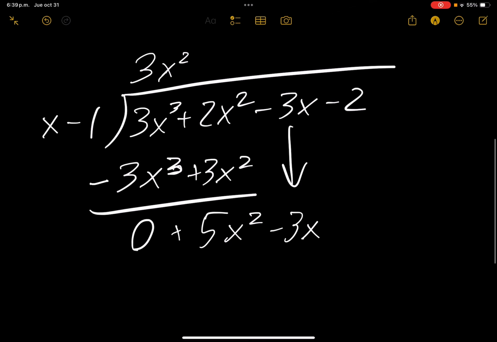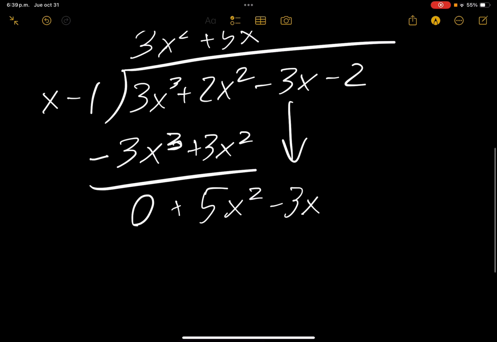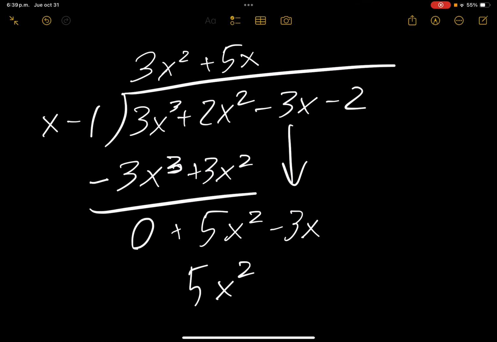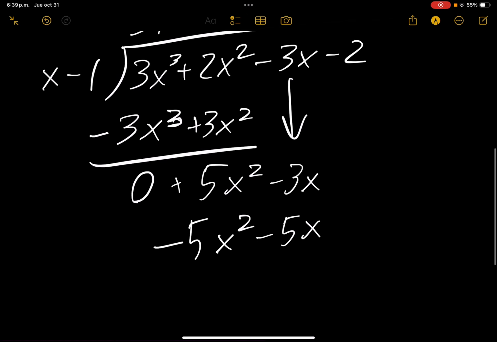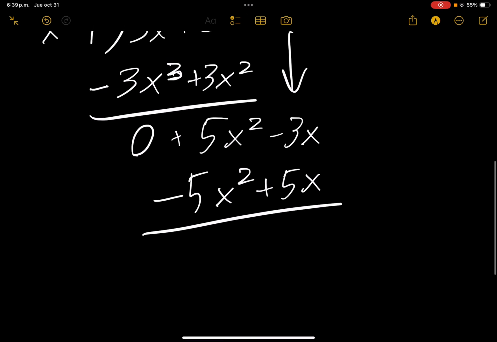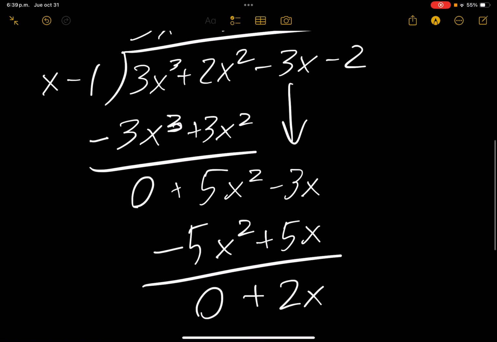All right, we say x. What do we multiply x by to get 5x squared? Well, that would be 5x. We multiply 5x now times the negative 1. This becomes negative 5x. We subtract, change both the signs. 5x squared minus 5x squared is a good old 0. Negative 3x plus 5x is positive 2x. Bring this on down. Almost done.